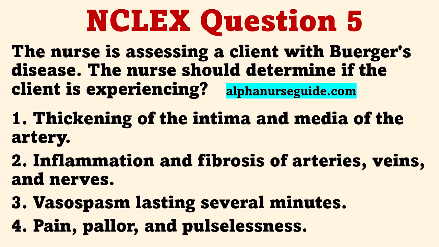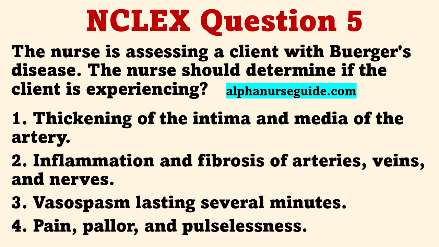The nurse is assessing a client with Buerger's disease. The nurse should determine if the client is experiencing: 1. Thickening of the intima and media of the artery. 2. Inflammation and fibrosis of arteries, veins, and nerves. 3. Vasospasm lasting several minutes. 4. Pain, pallor, and pulselessness.